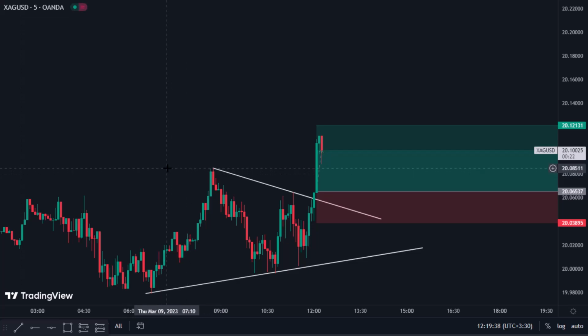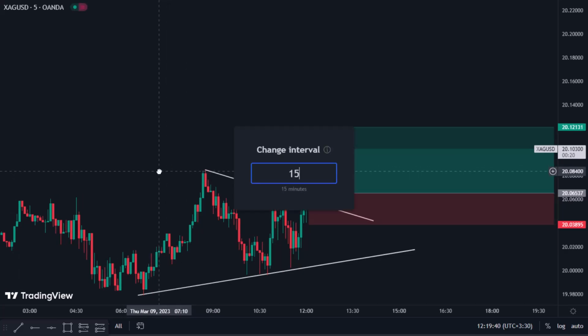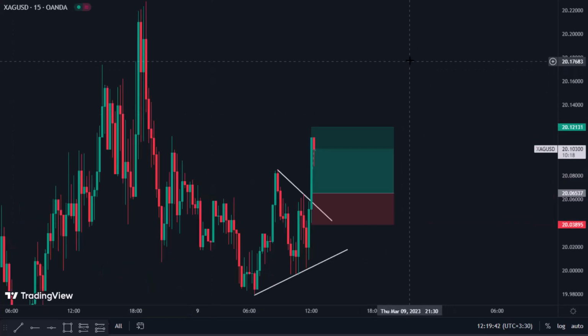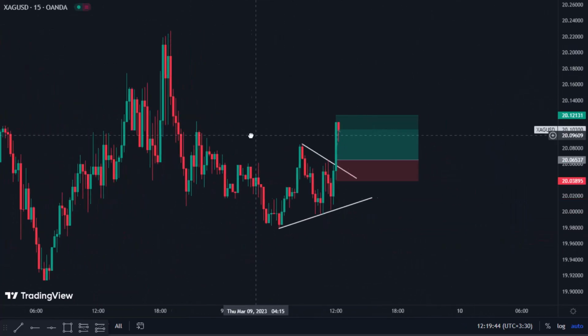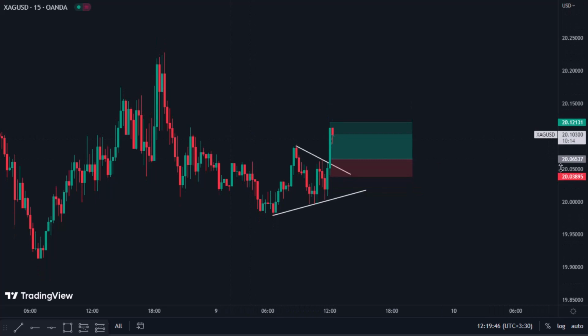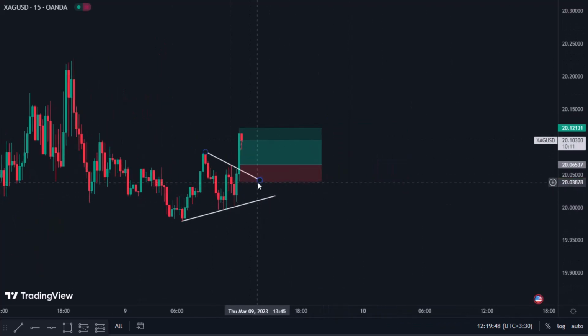Yeah, but I do make the analysis based on 15-minute time frame, so this is what I see. Let's wait for the price to see what's gonna happen next.